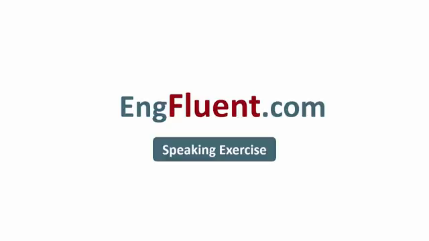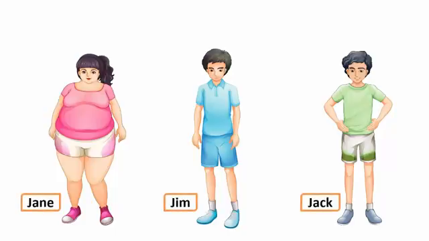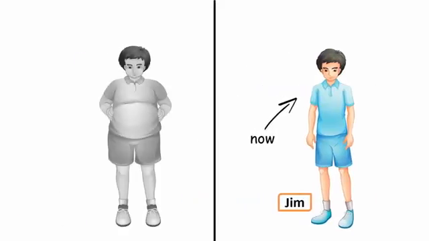In this exercise, you're going to practice asking questions in English. Let's get started with the exercise. Now you're going to ask questions about Jane, Jim, and Jack. Let's start with Jim. This is how Jim looks today, and this is how he looked a year ago.